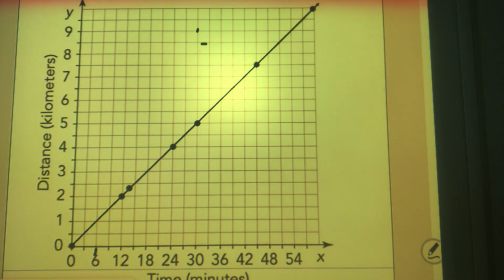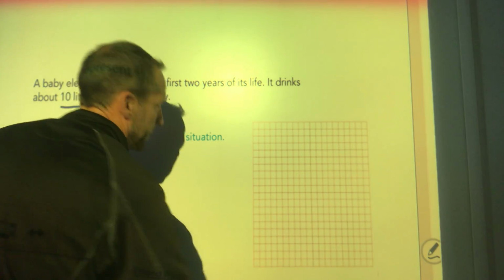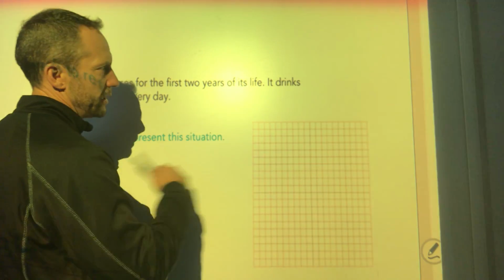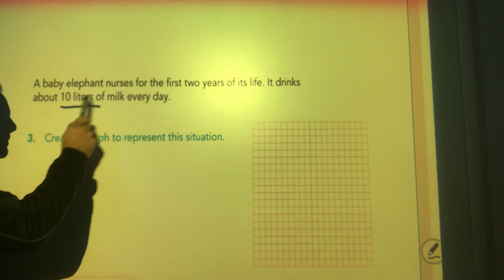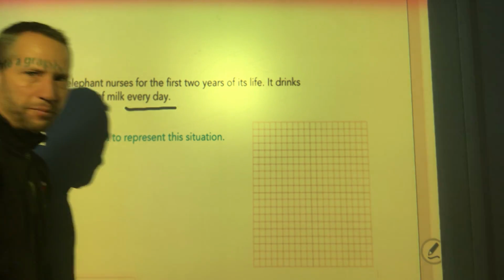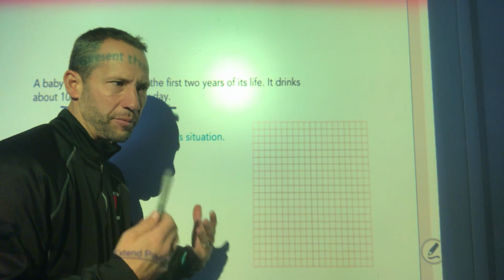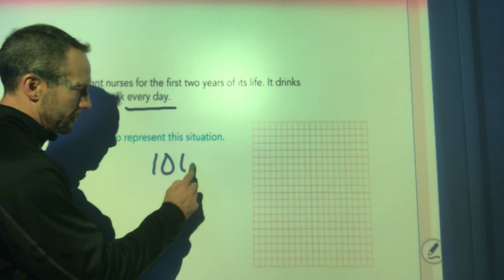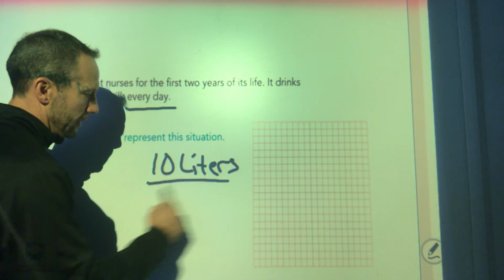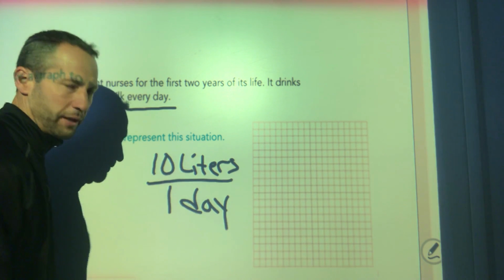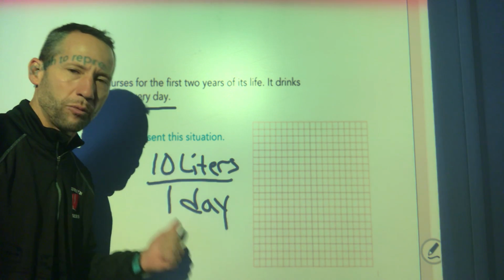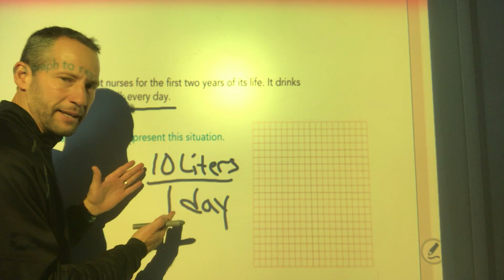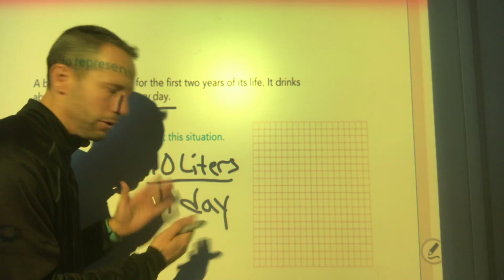So in one of the scenarios we looked at a scenario like this, and hopefully you can see this. It says a baby elephant nurses for the first 2 years of its life. It drinks about 10 liters of milk every day. So immediately the kids went back to the beginning of the year and they remembered, hey, that sounds like a rate. That sounds like I could write this down. So 10 liters of milk every 1 day. And quickly they remembered, hey, there's a 1 on the bottom. That's a unit rate. Okay, and now they're starting to look back to where we started the year and make the connections from then to now.